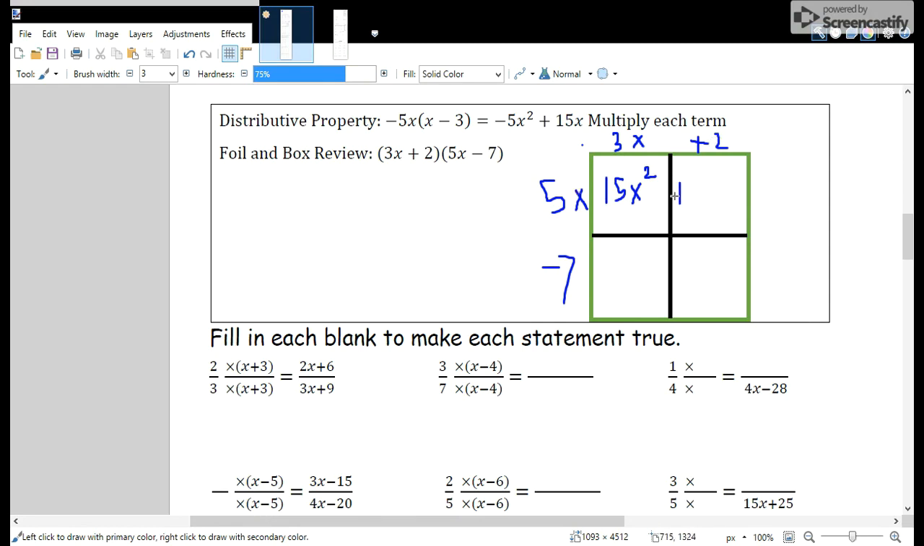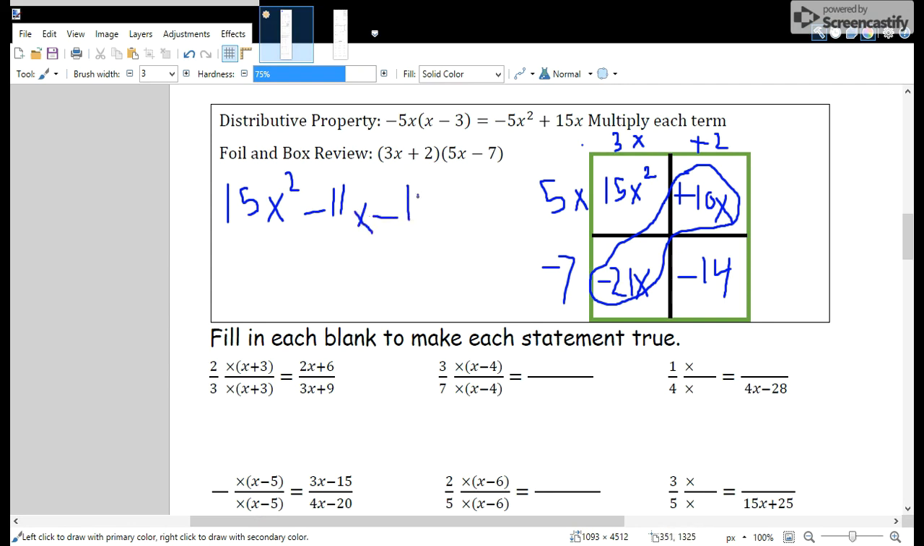5x times 2 is plus 10x. Negative 7 times 3x is negative 21x. And negative 7 times 2 is negative 14. Combine the like terms in the middle. 10x minus 21x is negative 11x. So your standard form would be 15x squared minus 11x minus 14. So this is your factored form, this is your standard form.